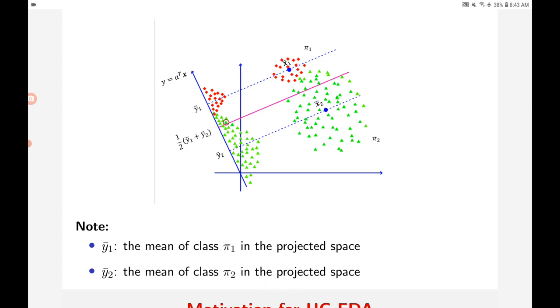So an example can be seen through this figure. Here we have two classes, class pi 1 and pi 2. X1 bar is the mean of the first class and X2 bar is the mean of class pi 2. And Y1 bar, Y2 bar are the corresponding means in the projected space. And here the violet line is the midpoint of Y1 bar and Y2 bar. That is also the line that decides the classification rule.